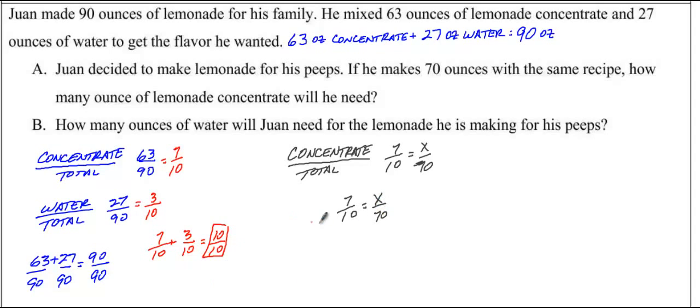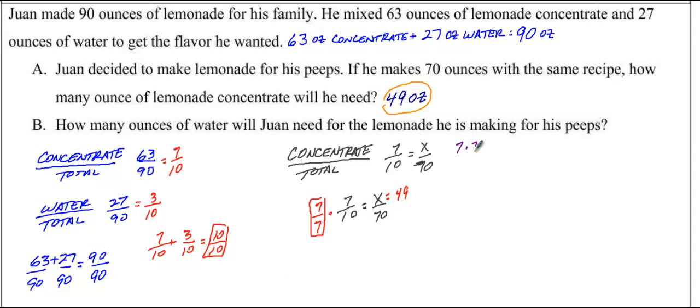We go right to using a big 1, 7 times 7. 7 times 10 is 70. 7 times 7 is 49. And 49 ounces is how much of the concentrate that he will need. Now, we could do that by cross-multiplying. So let's do it by cross-multiplying just as a check.